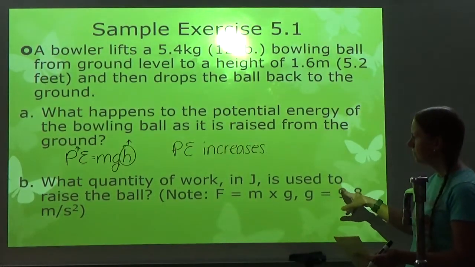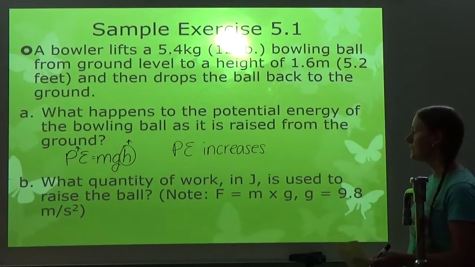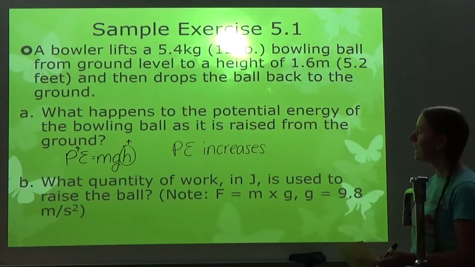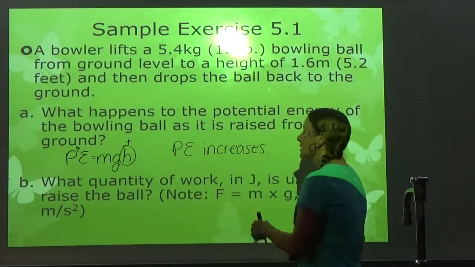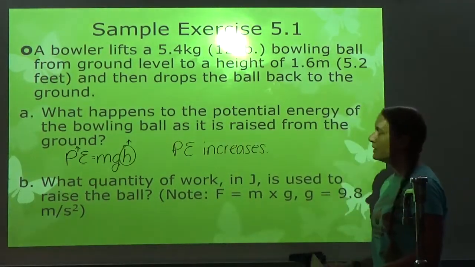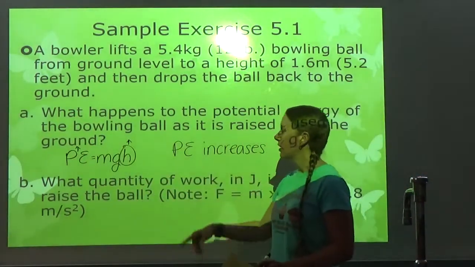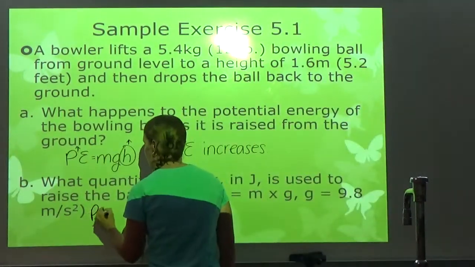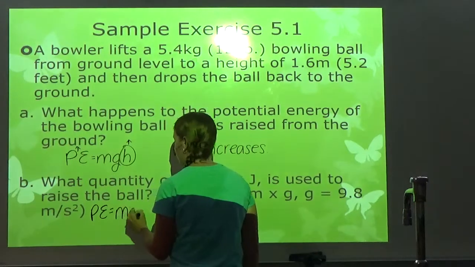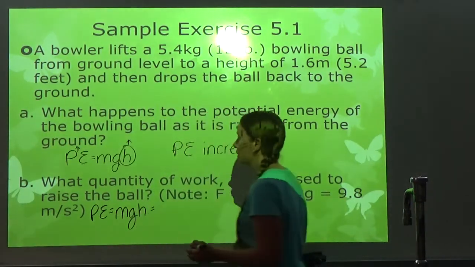Let's see. They told me that force is mass times gravity, and gravity is 9.8 meters per second squared. So the easiest thing to use in this case would just be our potential energy formula, because work is a form of energy. So if I use potential energy equals mass times gravity times height, then I can just plug in.